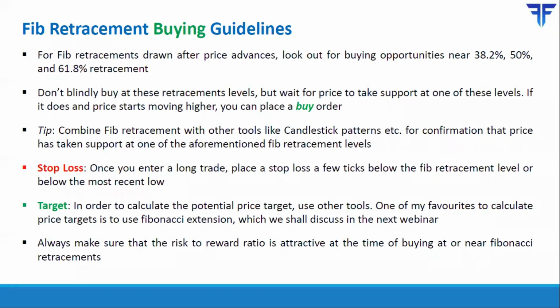You could also use Japanese candlestick patterns to place your stop losses. Japanese candlestick patterns are an excellent tool when it comes to placing stop losses and risk management. Okay, so we have talked about how to buy at a particular Fibonacci retracement level, and where we should place stop loss using a Fibonacci retracement. But what about the targets?